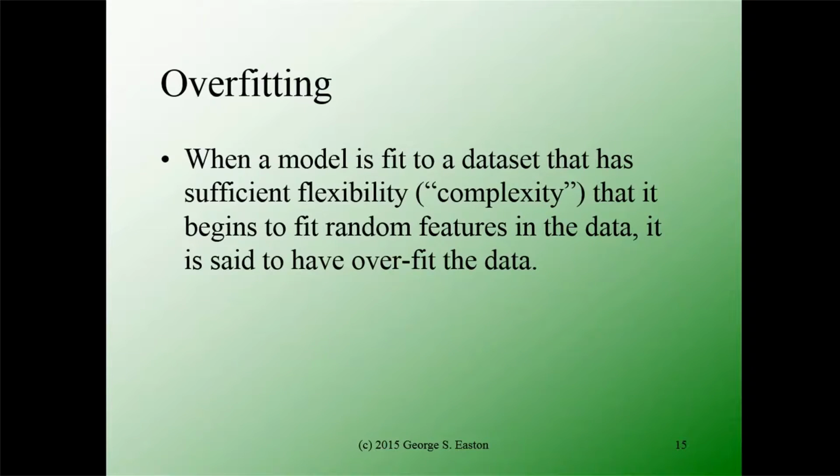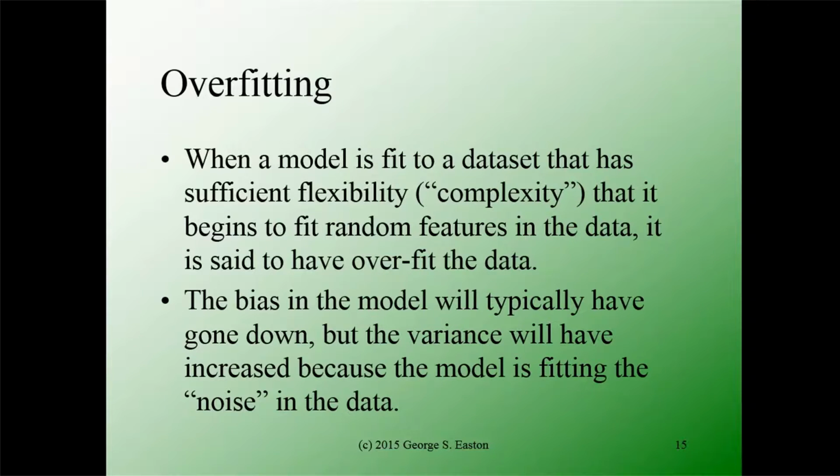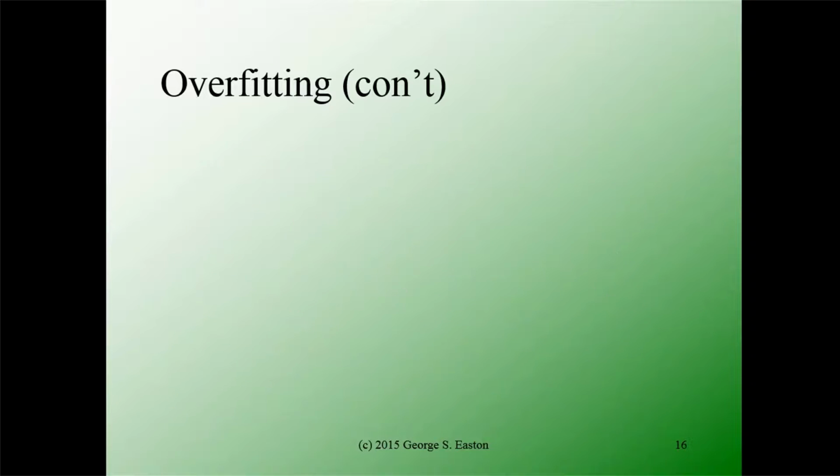Now, when a model is fit to a data set and has sufficient flexibility, and here flexibility and complexity really are essentially referring to the same thing, but when that model has sufficient flexibility that it begins to fit random features in the data, it's said to overfit the data. When you have such a model, the bias in the model will typically have gone down because the flexibility is allowing that model to fit the main structural features in the data. But the variance will increase because the model is actually responding to the noise in the data, and it's actually fitting the noise in the data.